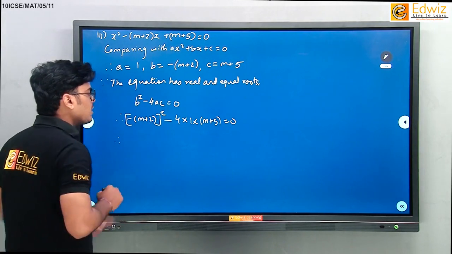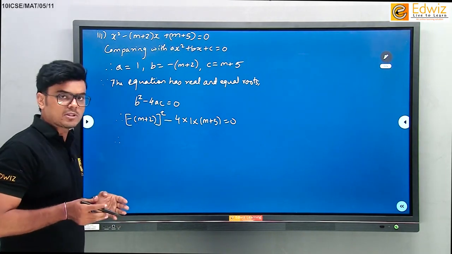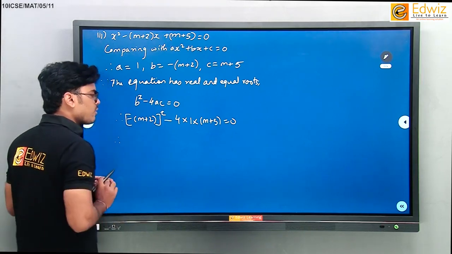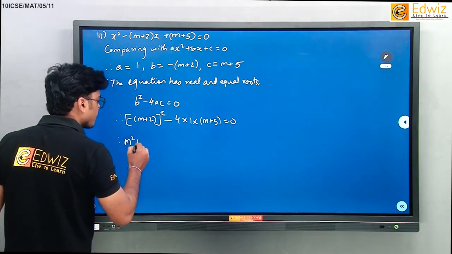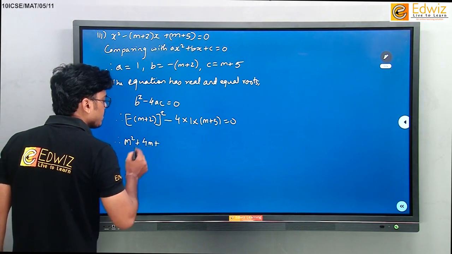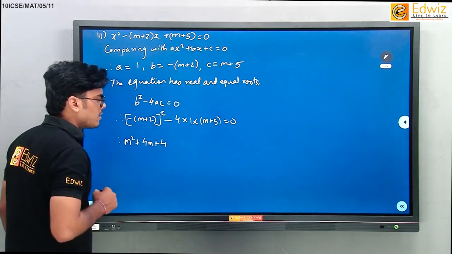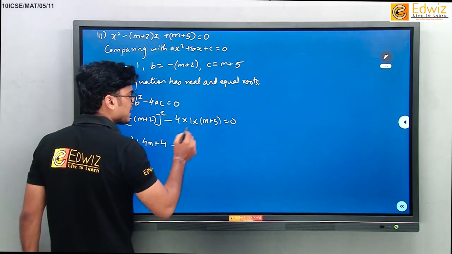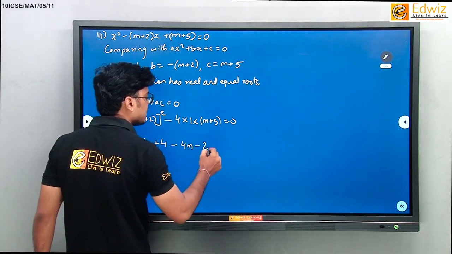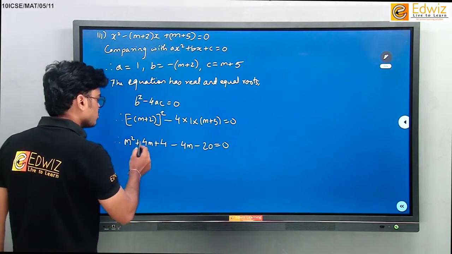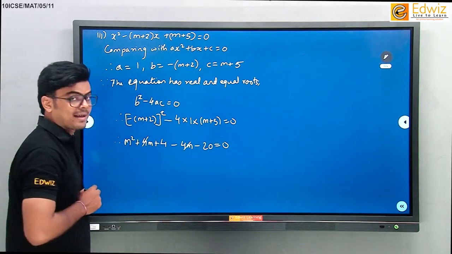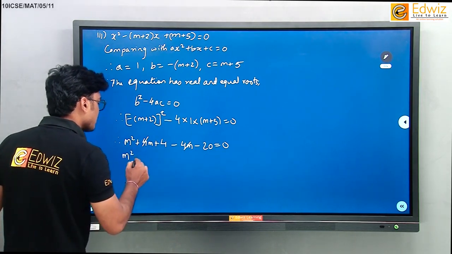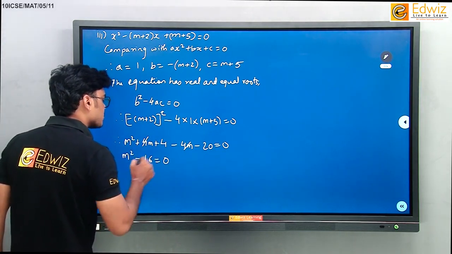What is m plus 2 the whole square? Minus 1 square will be positive only, so we can ignore this minus sign completely. Just find the square of m plus 2, which is m square plus 4m plus 2 square, that is 4. And here we will get minus 4m, and 4 into minus 4 into 5 will be minus 20. Okay, so plus 4m minus 4m is getting cancelled. We are getting 4 minus 20, m square minus 16 equal to 0.